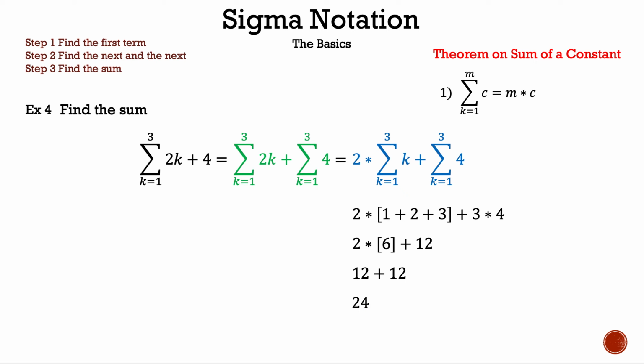That is how we use theorems to find the sum. That is example 4. Which method do you prefer? Plug and chug, or breaking down the sequences into multiple parts? Let me know.